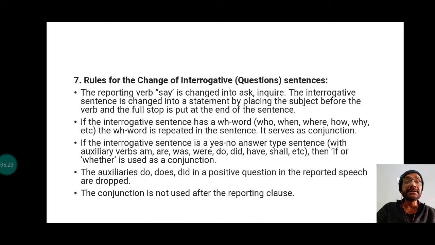If the interrogative sentence has a WH word, who, when, where, how, why, etc., the WH word is repeated in the sentence, it serves as a conjunction. If the interrogative sentence is a yes-no answer type sentence with auxiliary verbs am, are, was, were, do, did, have, shall, etc., then if or whether is used as the conjunction.